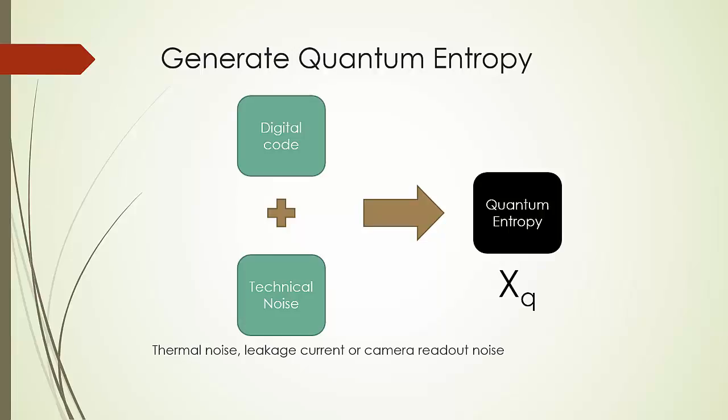After generating quantum noise, we add some technical noise to it, and technical noise can be the thermal noise of the device, leakage current, or camera readout noise. When we add the quantum noise and the technical noise linearly, we get the entropy, and we are naming it XQ.